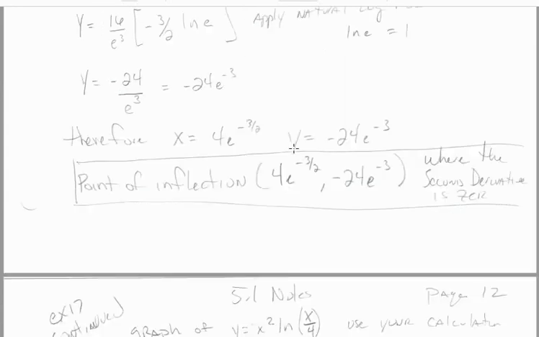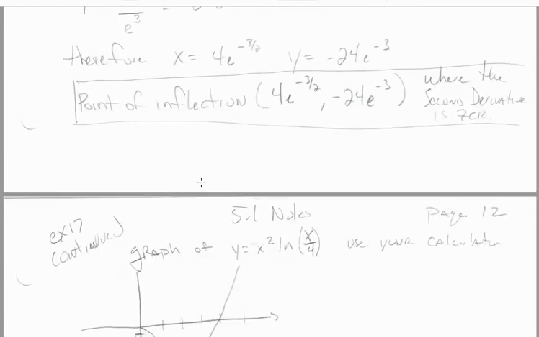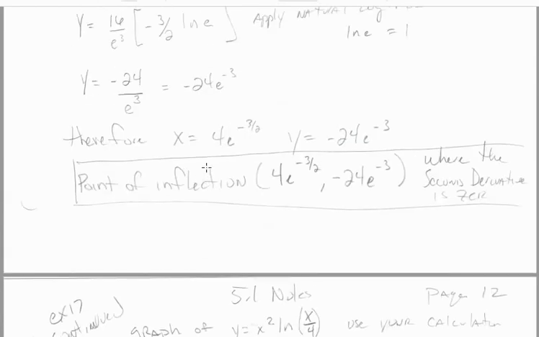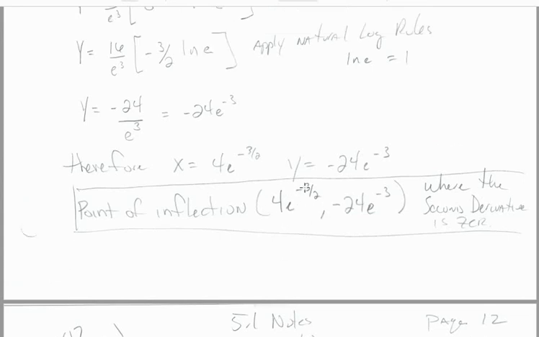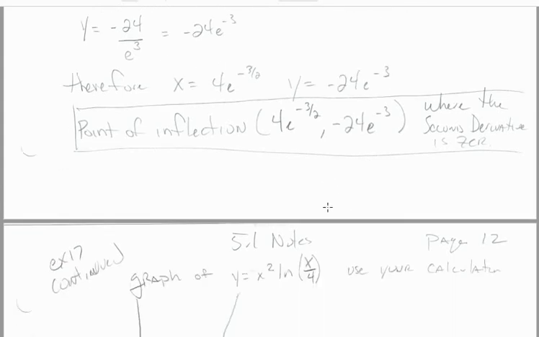So the solution where our point of inflection is, is going to be 4 e to the minus 3/2. We found that by setting the second derivative equal to 0. That was our x value. And then we took that x value and put it into the original equation to get the y value, which is negative 24 e to the minus 3. Okay, so there's a step-by-step process.